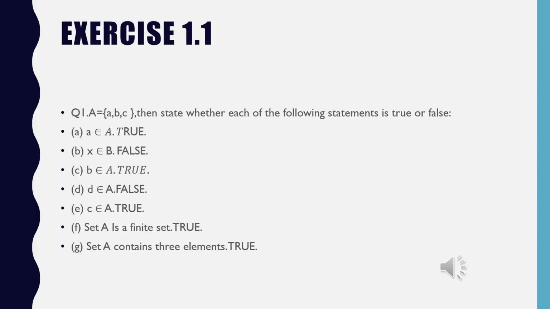Now come to the last question of question 1, that is the H part. Set A contains 3 elements. It is also true. Why is it true? Because set A consists of numerically 3 elements A, B, C, 1, 2, 3. So it is also true. This is all about the first question of exercise 1.1.